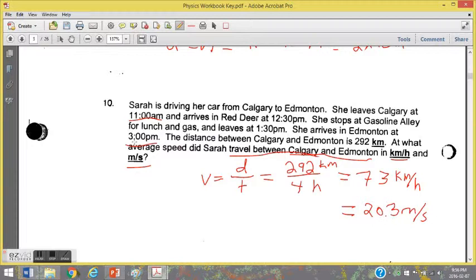A little bit challenging with significant digits when you're dealing with hour, minute, time stuff. I'm going with the fact that there's three numbers here, so we would use that. So my 73 should actually be 73.0.